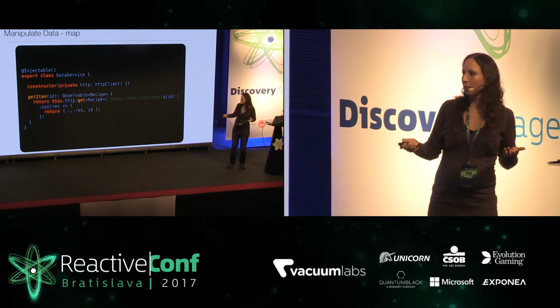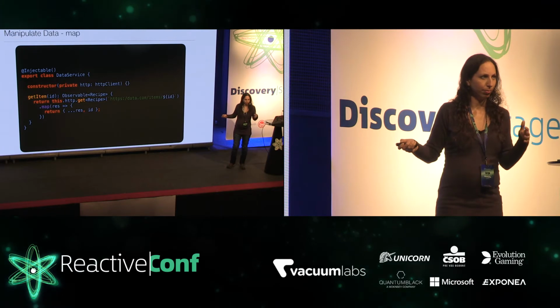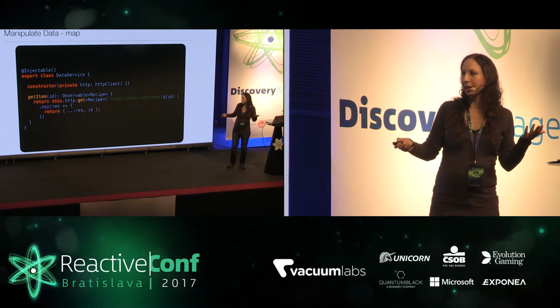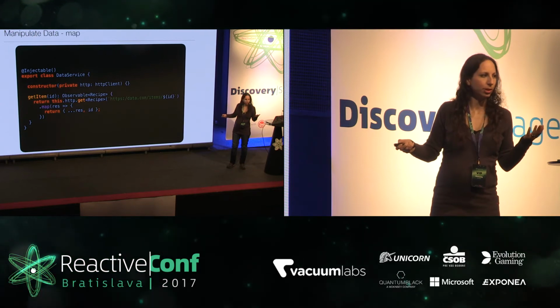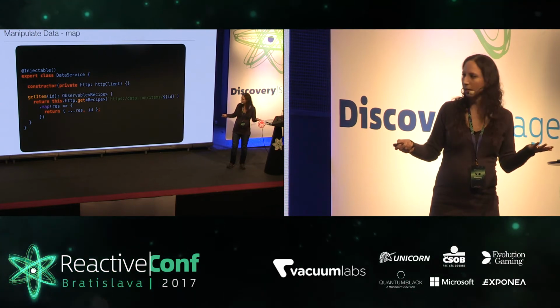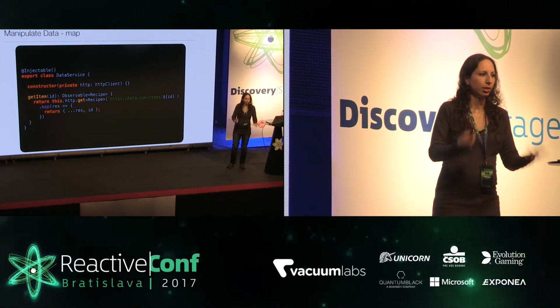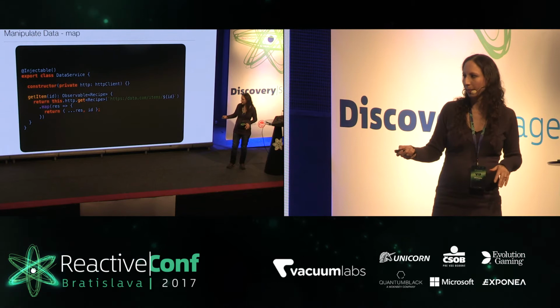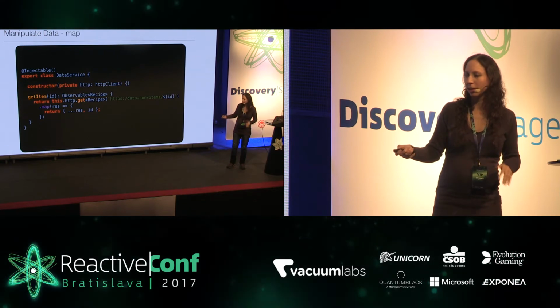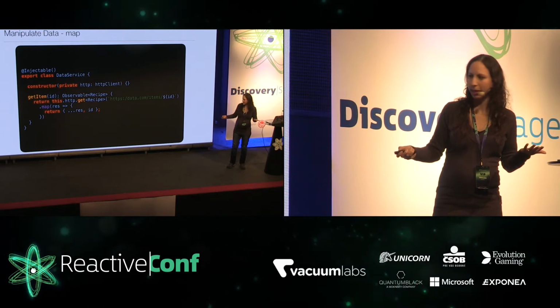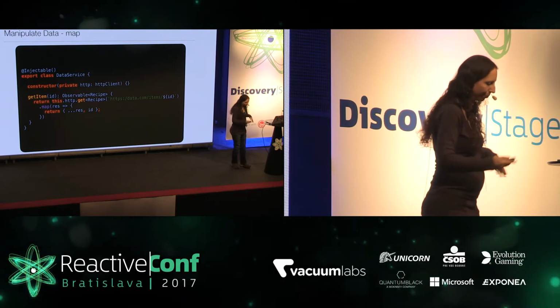So one very, very useful operator is map. It takes whatever you got from the event, and then you can do stuff with it and return new data. Okay? So in this case, we return a new object that copies the result object and adds the ID.